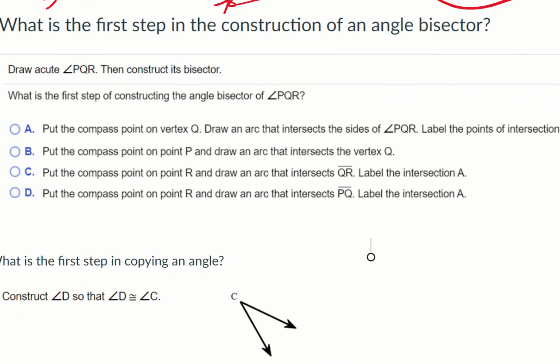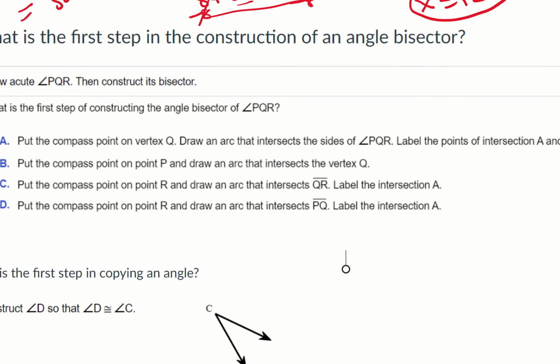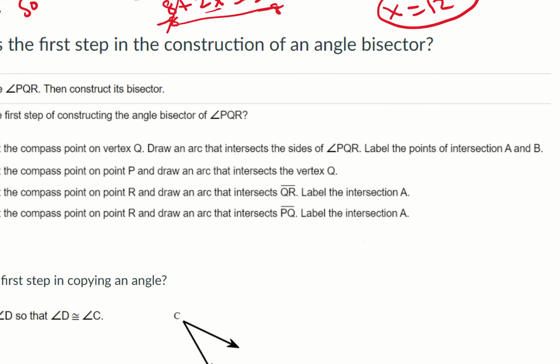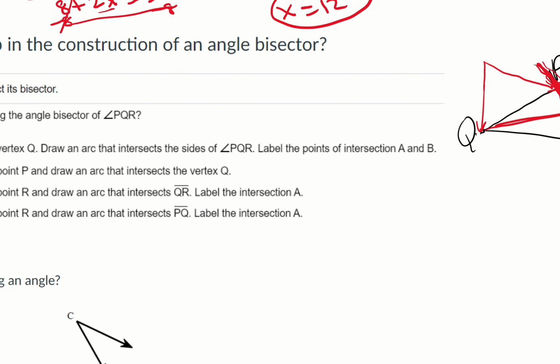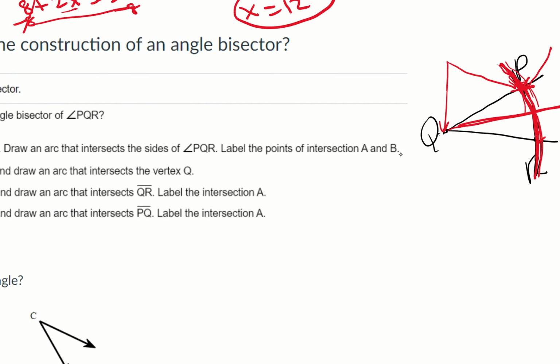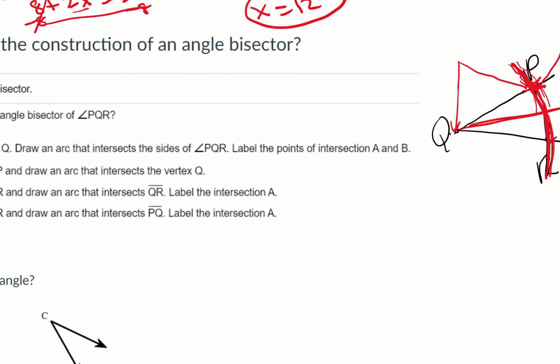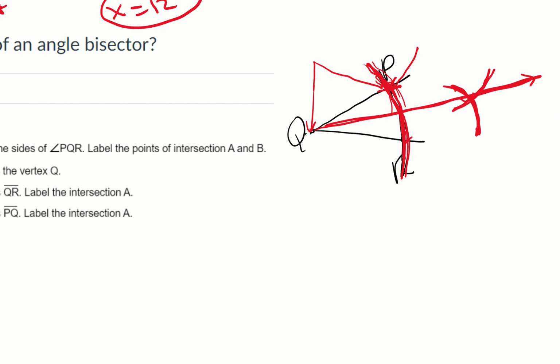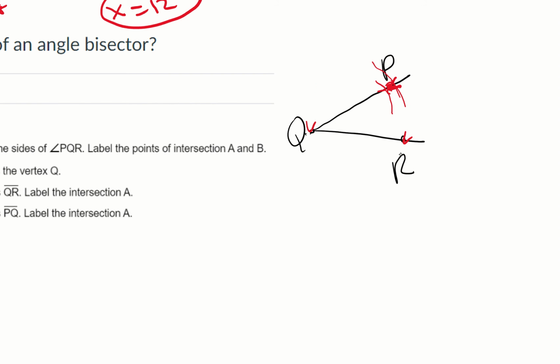So what is the first step in constructing? So put the compass point on vertex Q. Draw an arc that intersects the sides of angle PQR. Label the points of intersection A and B. Okay, so basically what they said is that, well, we have an angle PQR, right? We already have that angle. How do we do the first step then?